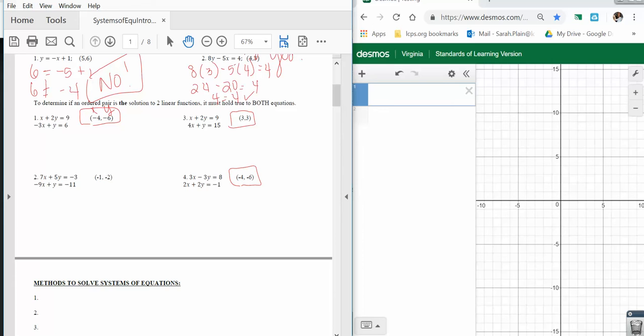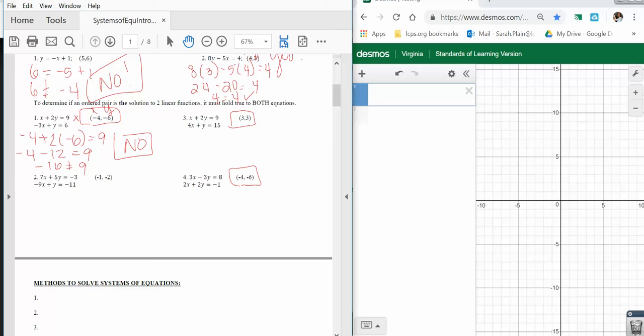So if I show you what I mean, I'm going to take the top equation, and I'm going to plug -4 in for x and -6 in for y. So I have -4 minus 12. So that's -16. See, -16 doesn't equal 9? I'm going to instantly say no, it's not a solution.